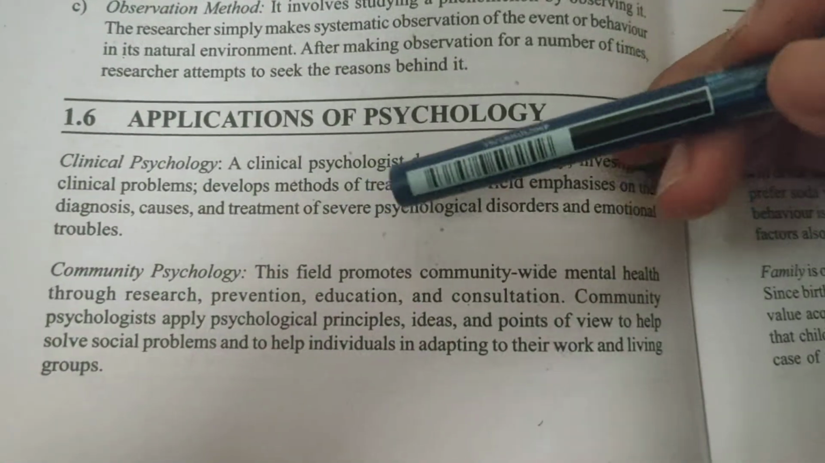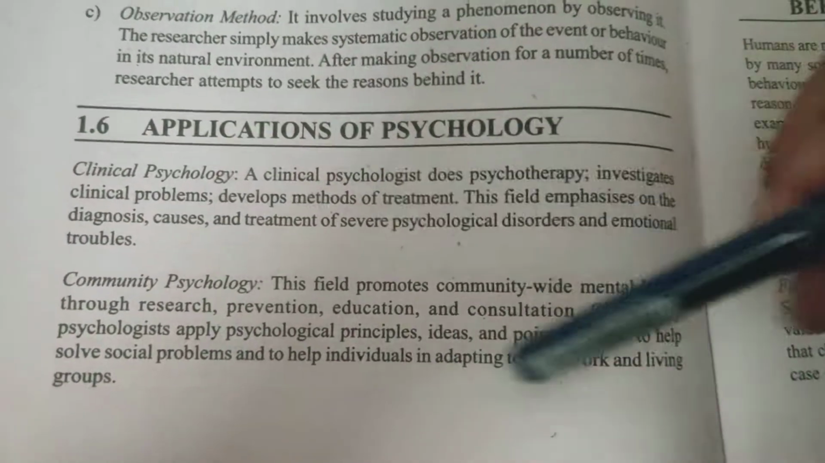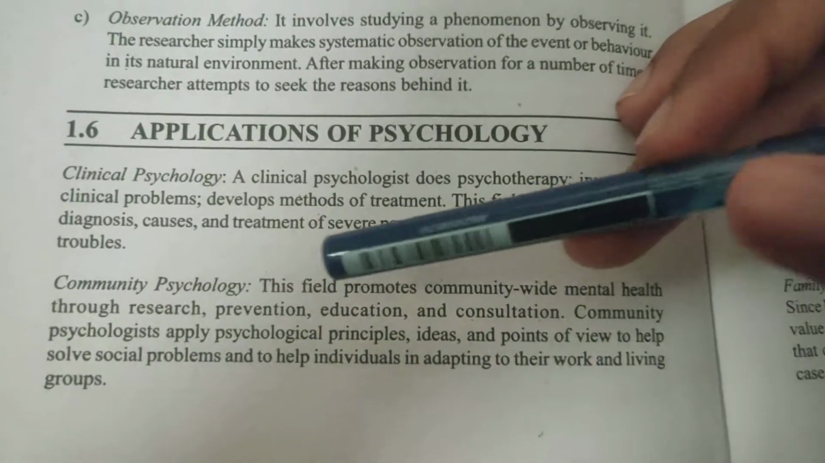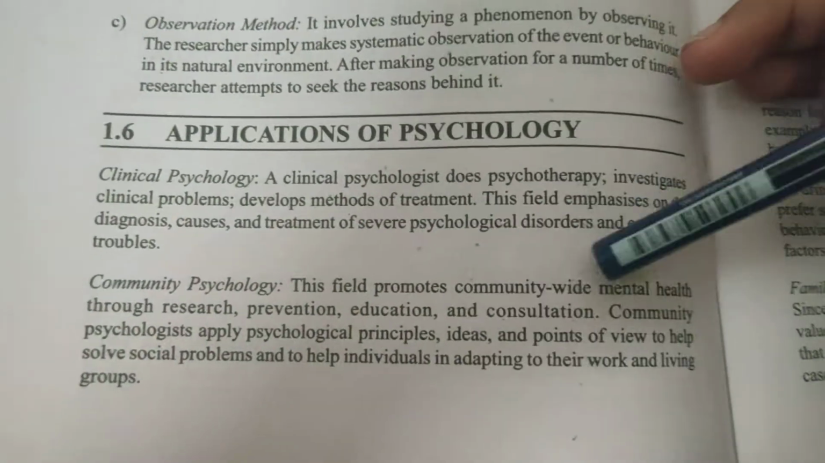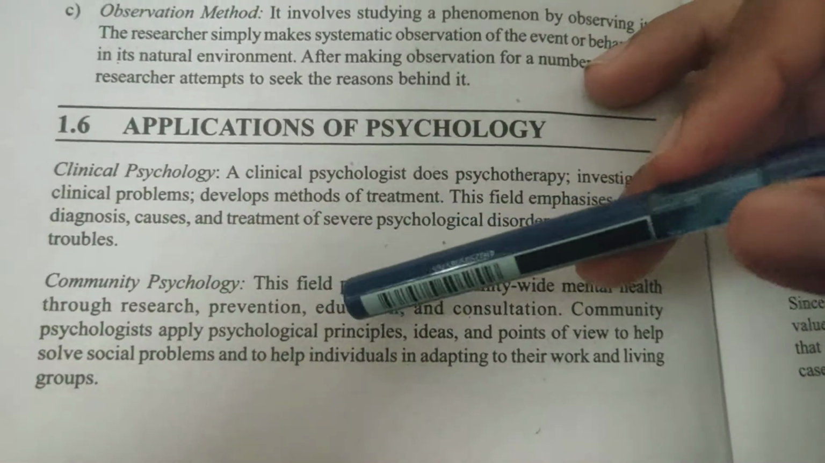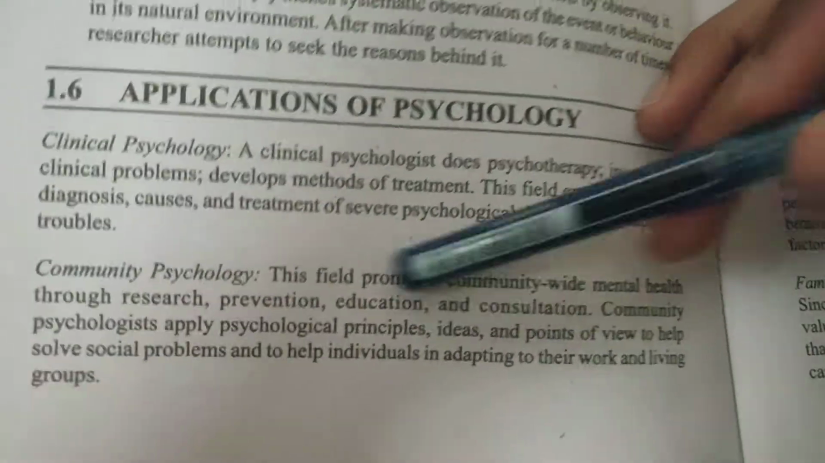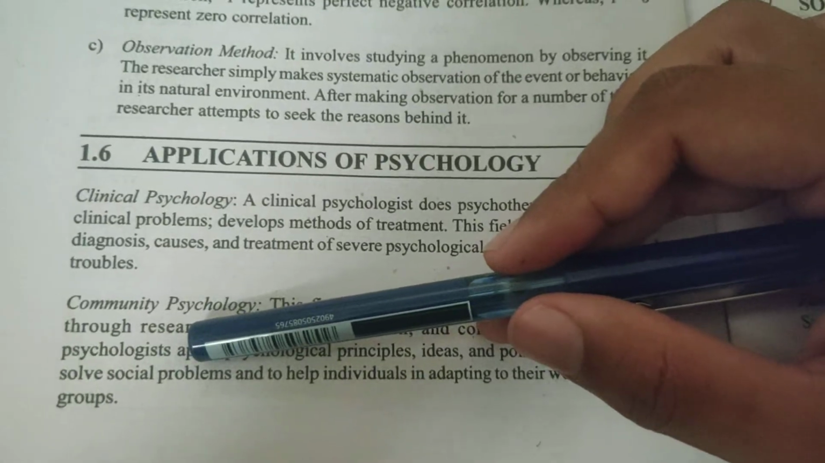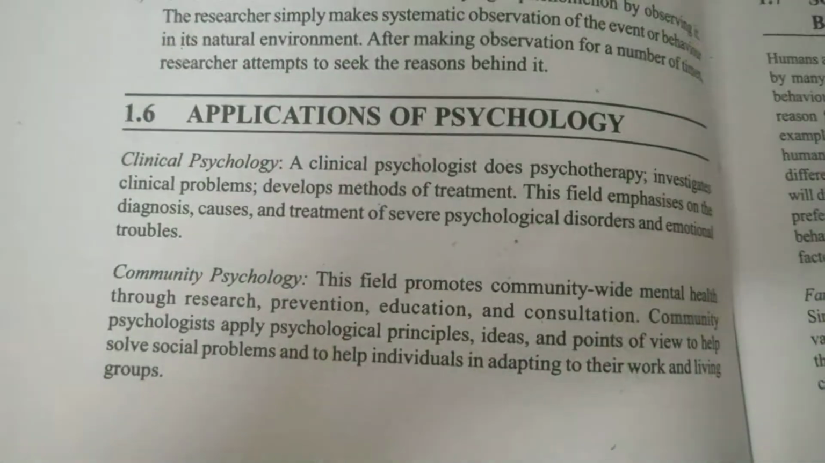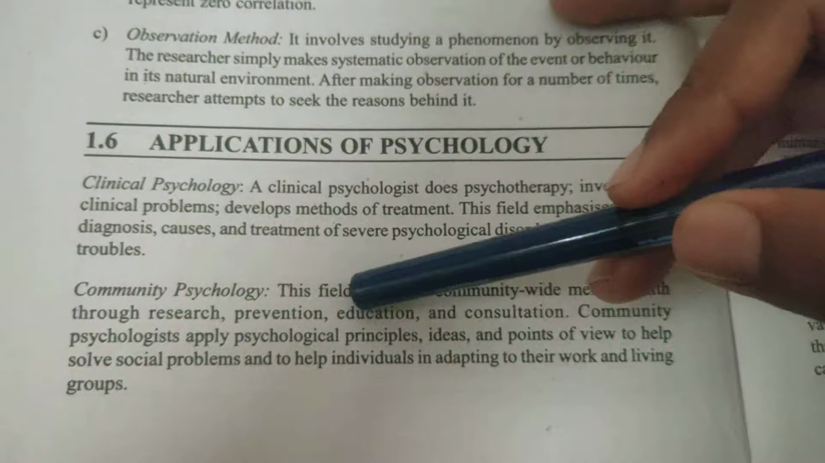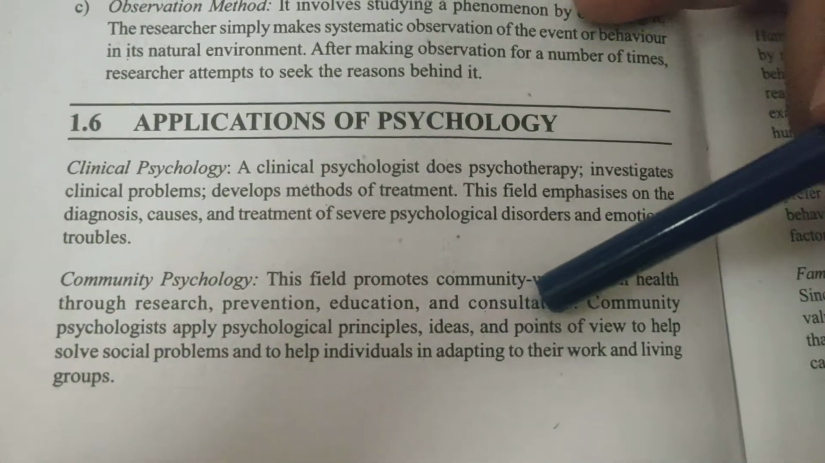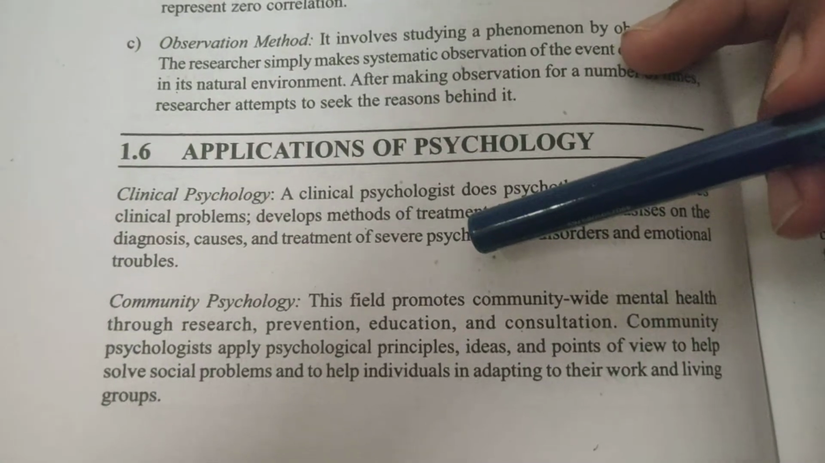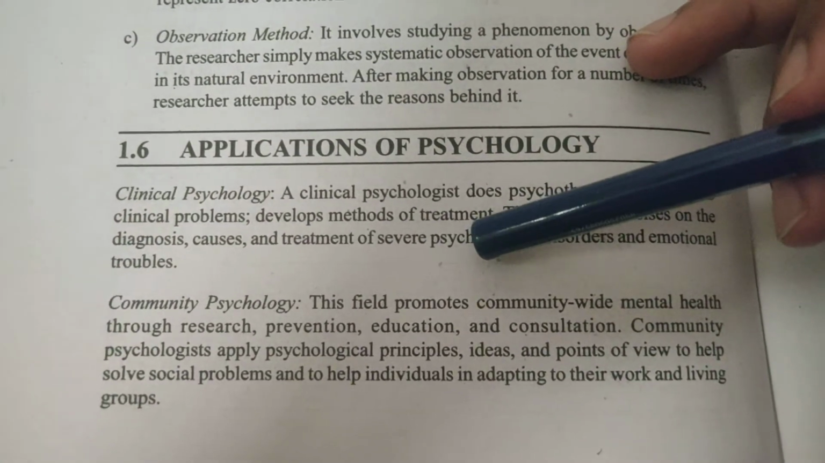Community psychology. This field promotes community wide, you can say on a large scale, mental health through research, prevention, education, and consultation. Community psychologists apply psychological principles, ideas, and points of view to help solve social problems. Social problems can be of different types such as honor killing, sati pratha, or child marriage, and so on. And to help individuals in adapting to their work and living groups. And they can have different kinds of ethnic problems too, right? Or gender based problems too.